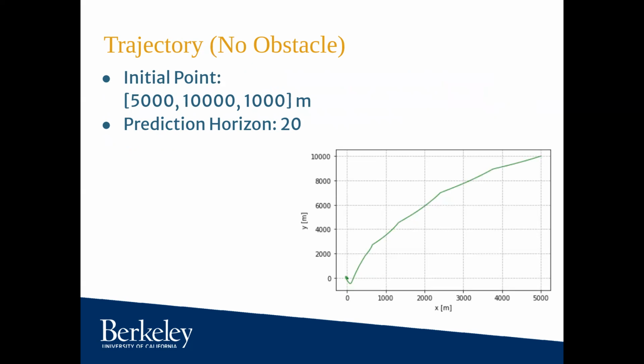And so here is a plot of our trajectory with no obstacle. We have this initial point, and we use a prediction horizon of 20. The research paper initially suggested 30, but we reduced it to 20 to save on computation time.